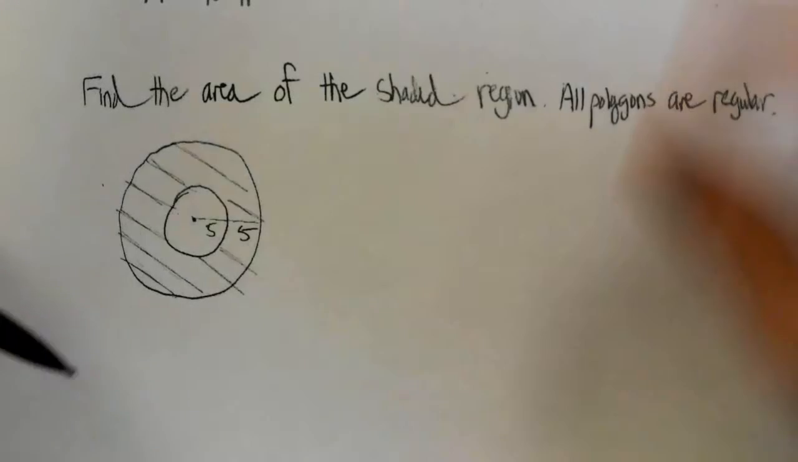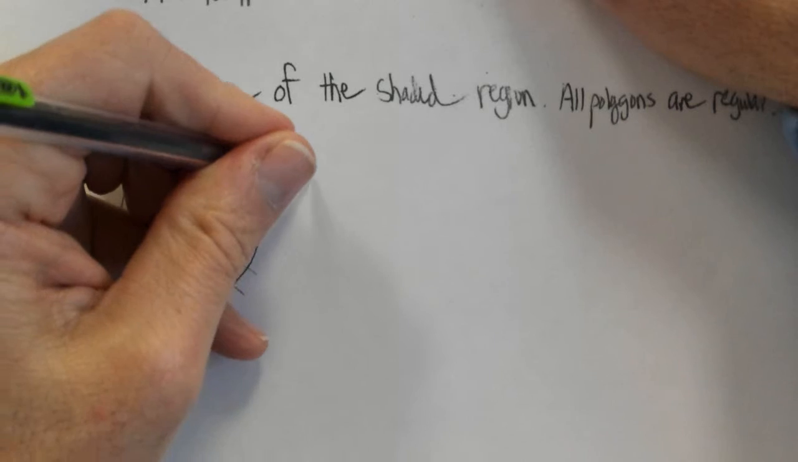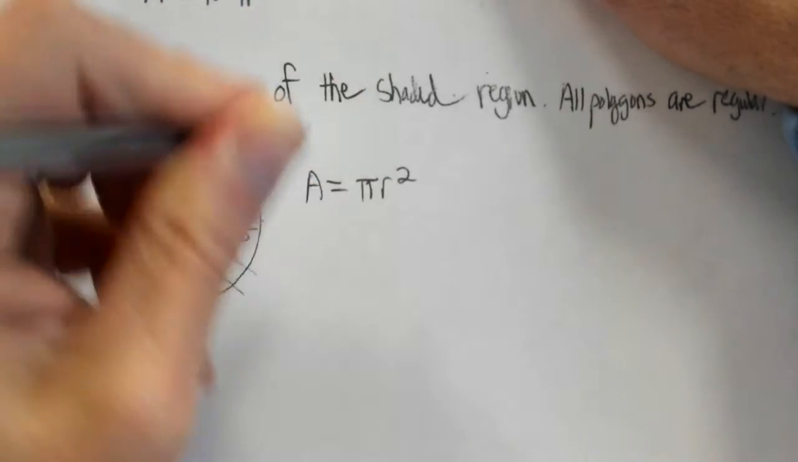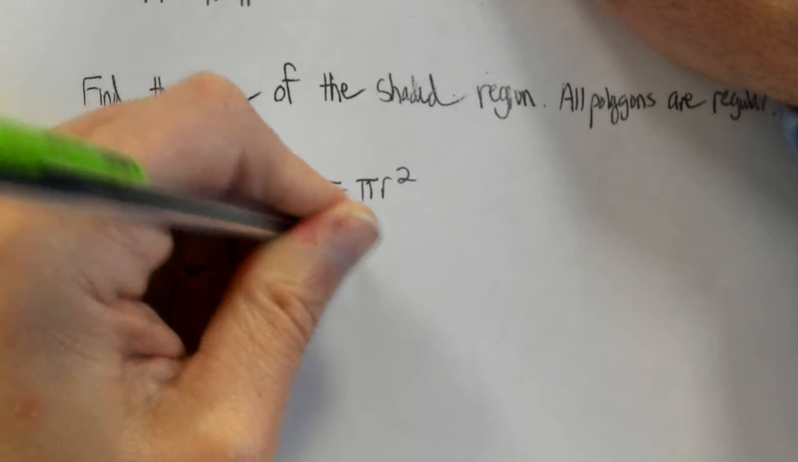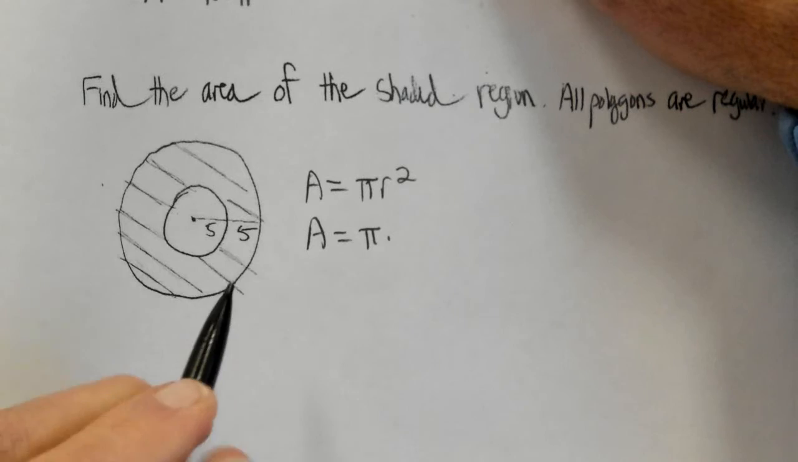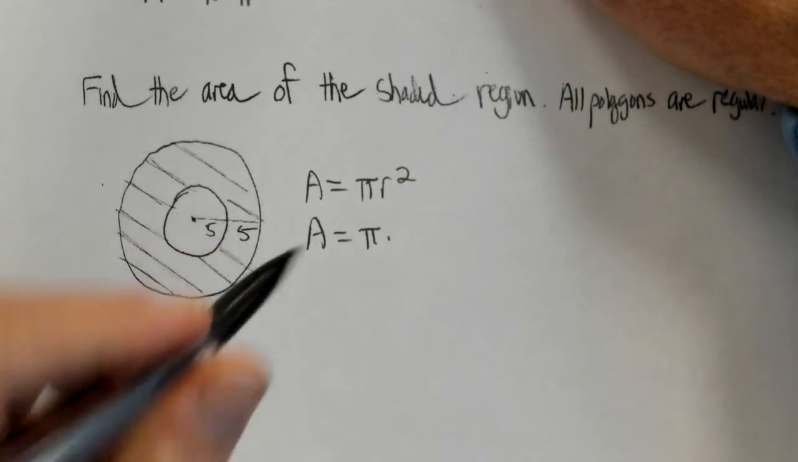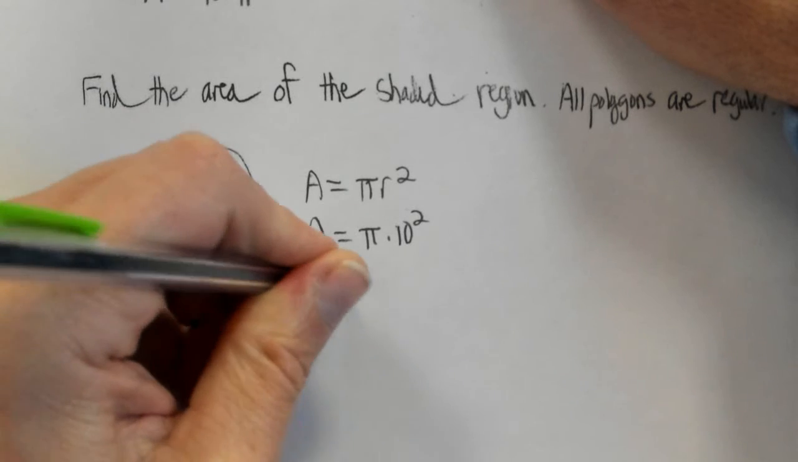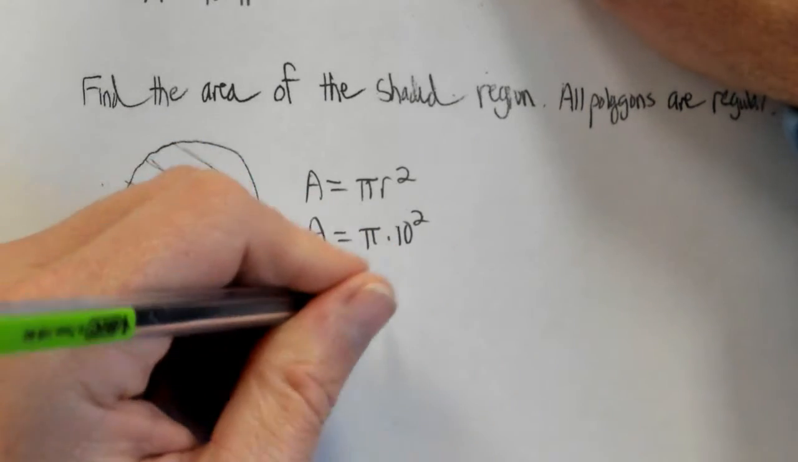So we need to find the area of the big circle. So remember the formula, area equals pi r squared. So we're going to find the area of the big circle first. Pi times, now we need the radius of the big circle. Well, from here to here is 5, and from here to here is 5. The radius of the whole thing is 10. That'll be 10 squared. And so the area of the big circle is going to be 100 pi.